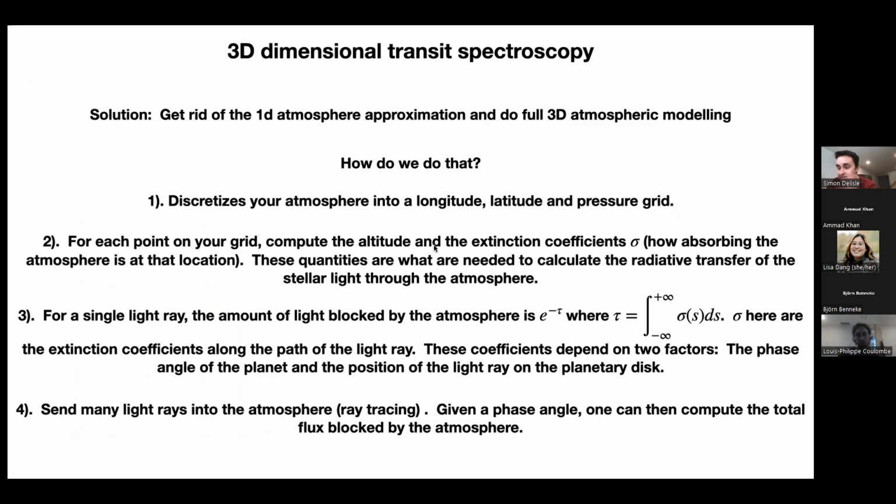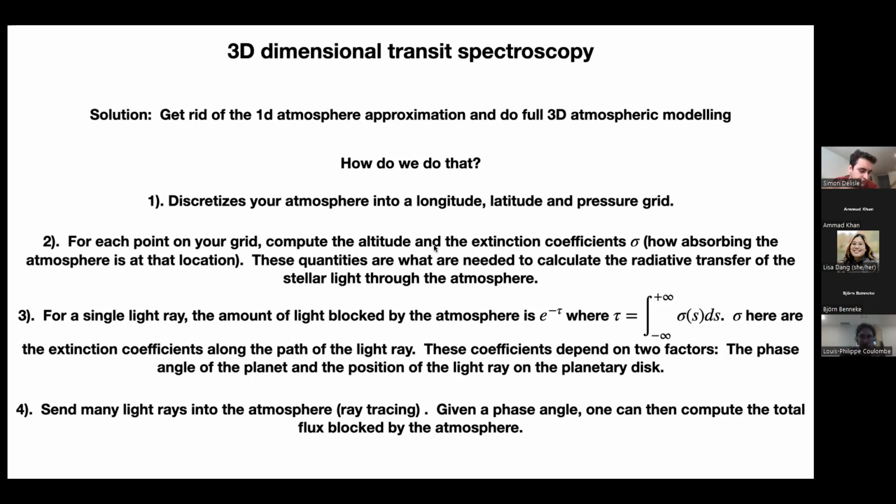I won't go into all the math and stuff because it's going to get boring at some point, but the idea is just you discretize your atmosphere in a longitude, latitude, and pressure grid. And then at each point in this grid, if you want to do the radiative transfer, so compute the amount of light that is blocked by your atmosphere, you need two things. You need the altitude of each point, and you need the extinction coefficient of each point. The extinction coefficient being basically how absorbing the atmosphere is at that location.